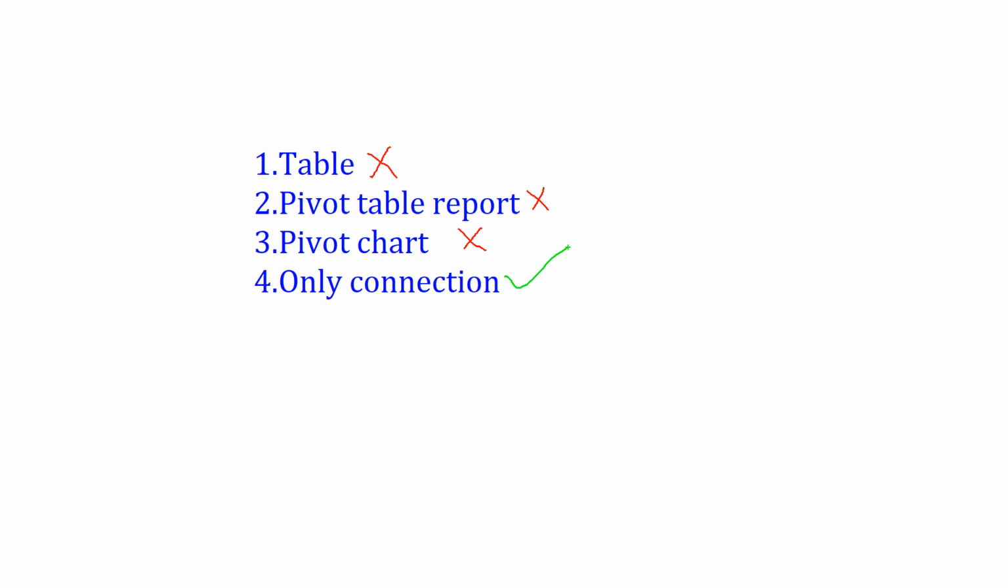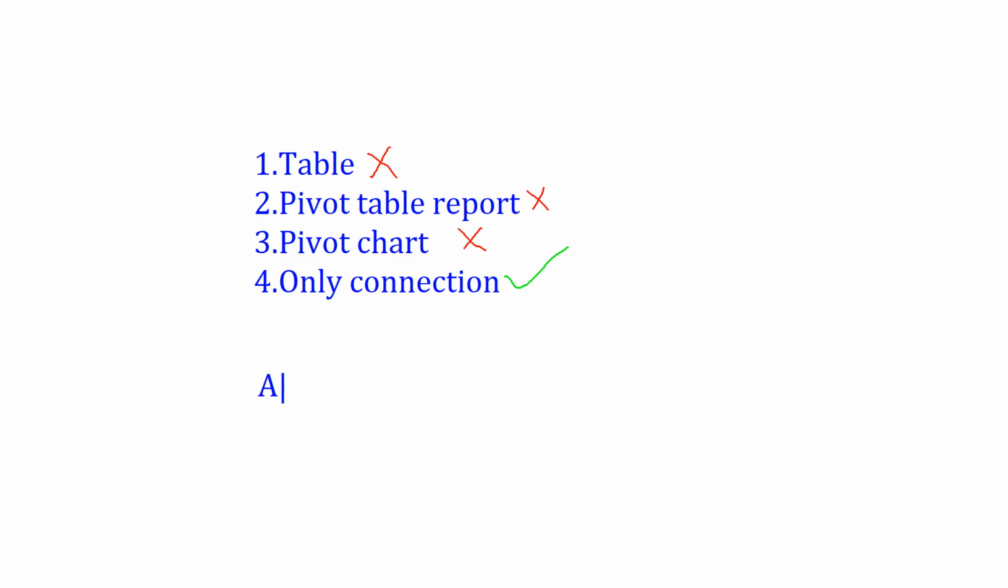The connection will be created, but how do we create a report? Yesterday, there was a table, you place the cursor on the table and insert the report. But here there will be no table, only the connection. So if you have selected the fourth one, you have to select one more option also.